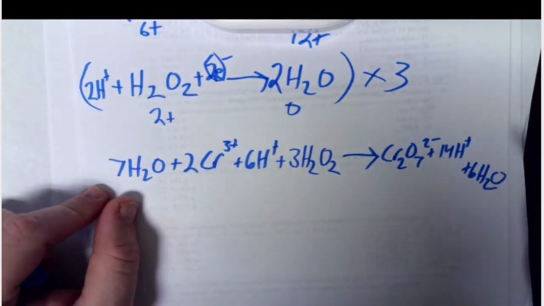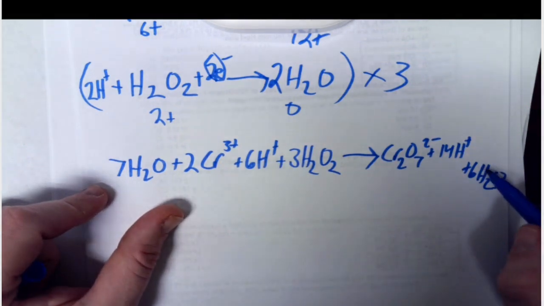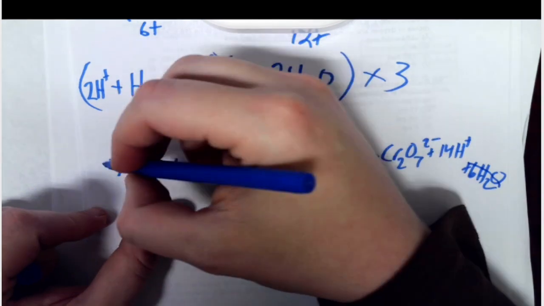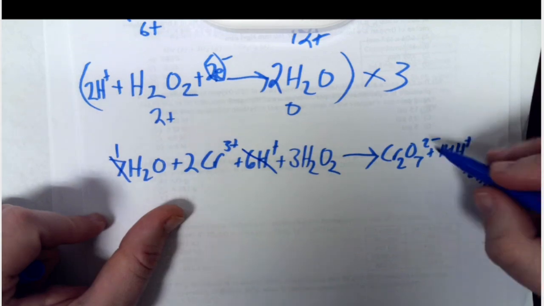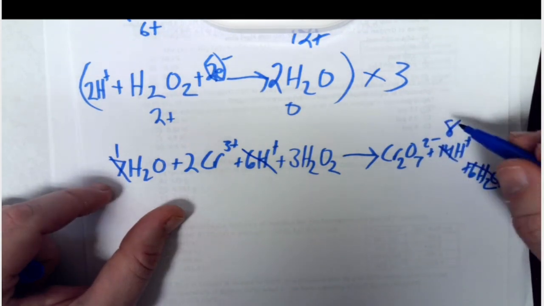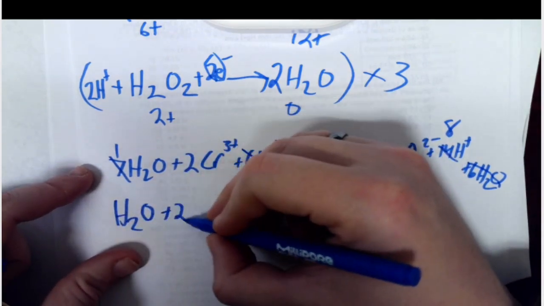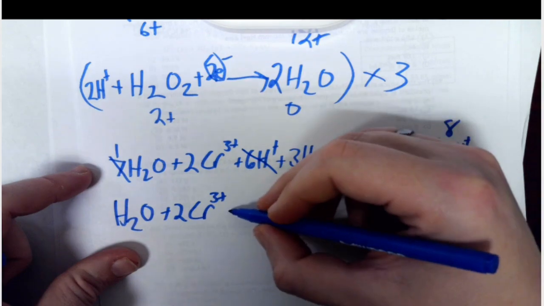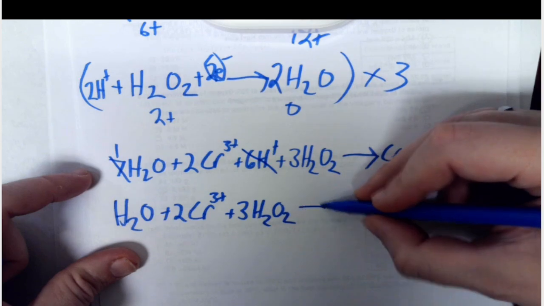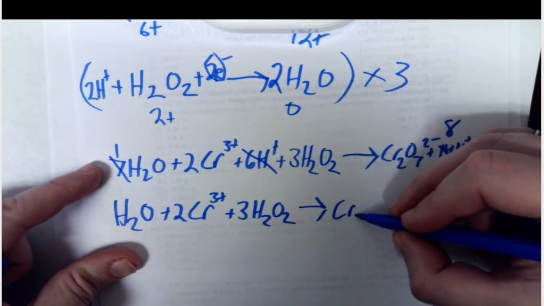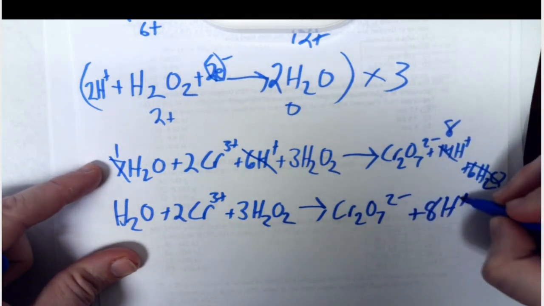Now, here's the thing. We cancel out all things that appear on both sides. 6 waters cancels out with 6 out of the 7 waters. 6 protons cancels out with 6 out of the 14 protons. So my equation is actually simplified into this. 2 chromium 3 pluses and 3 peroxides goes to dichromate and 8 protons. Holy cow.